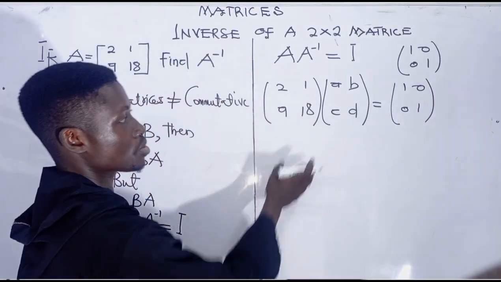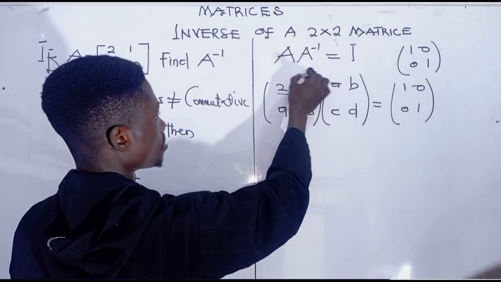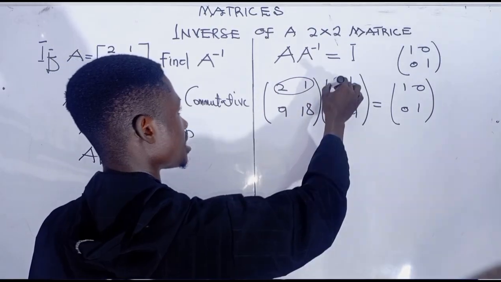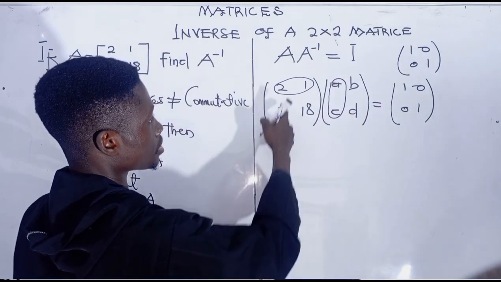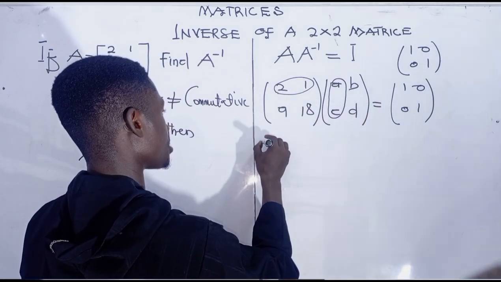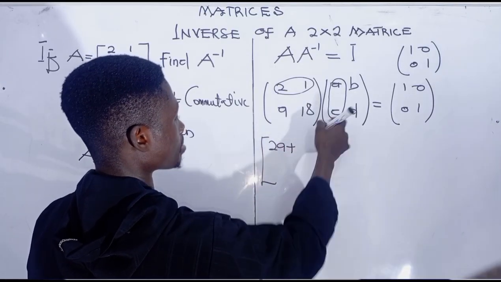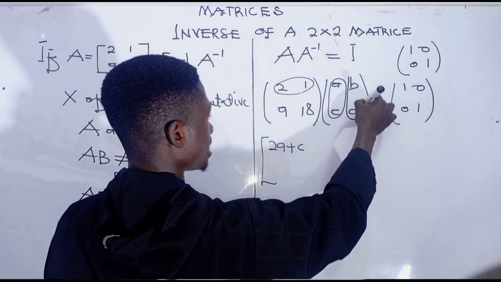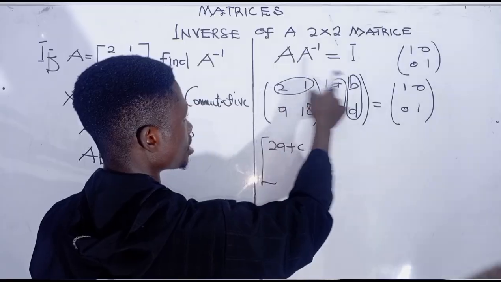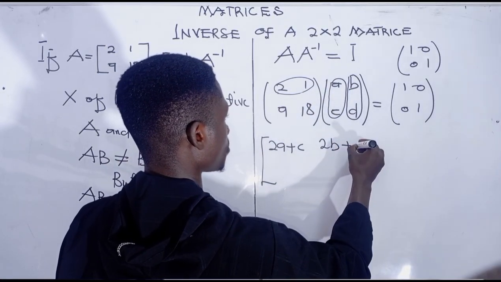So once we have this, we are going to expand the bracket. So we are going to use the first rule to multiply all the entries in the first column. So we have 2 times A will give us 2A, plus 1 times C will give us C. Let's move on to the next column of the second matrix. 2 times B will give us 2B, plus 1 times D will give us D.